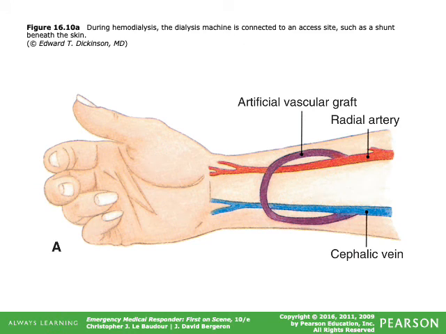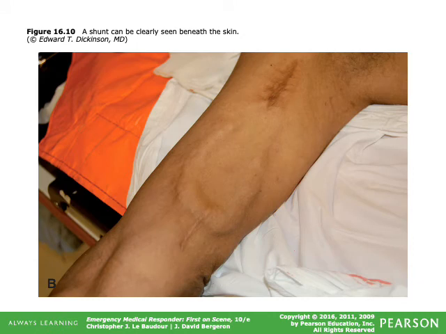This is figure 16:10. It's just showing a shunt. You'll see it goes and it actually connects the radial artery and the cephalic vein. This is just a picture of a similar shunt that's under the skin. It's going to be a little bit higher up.